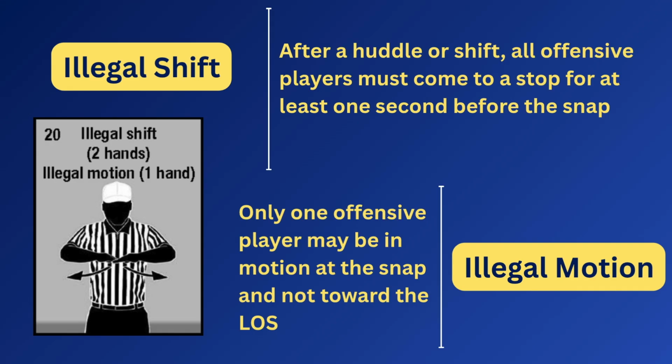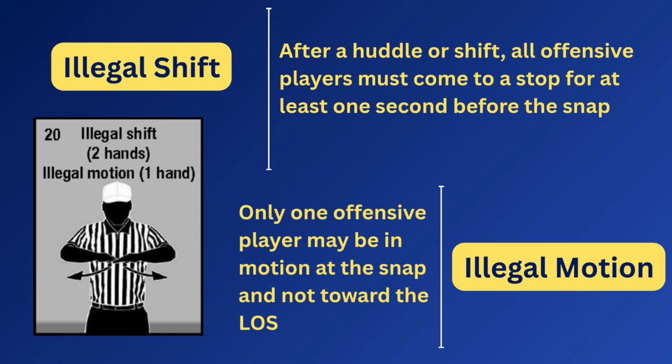To keep it simple here, it's the same rules as tackle football, essentially. So all players on the offense, and we're only talking about the offense, all 7 players must come set for at least 1 second before the snap. All right, so after a huddle or shift, when there's multiple players moving, all offensive players must come to a stop for at least 1 second before the snap.